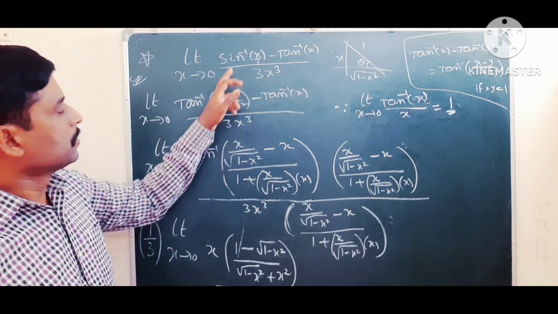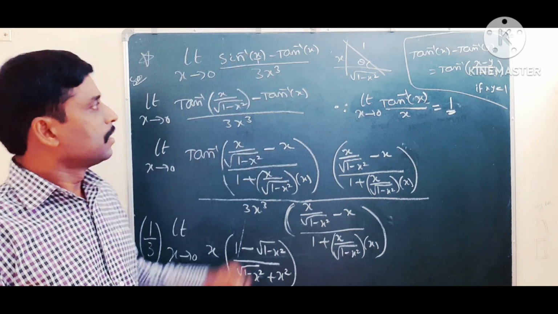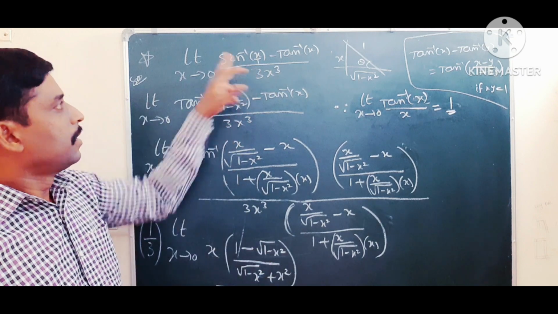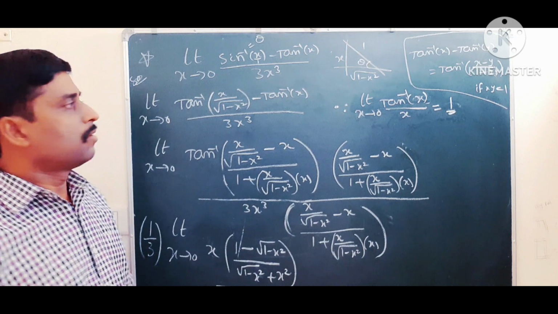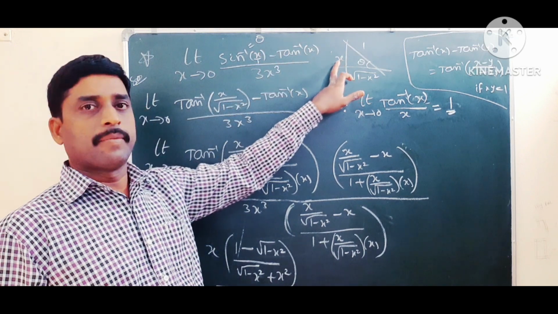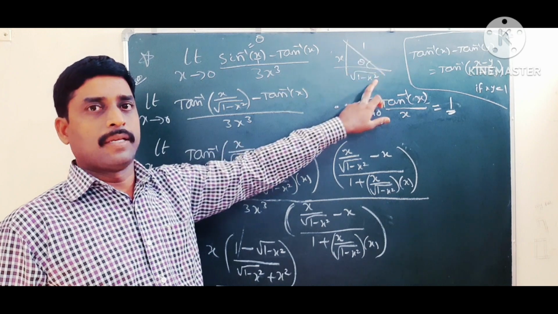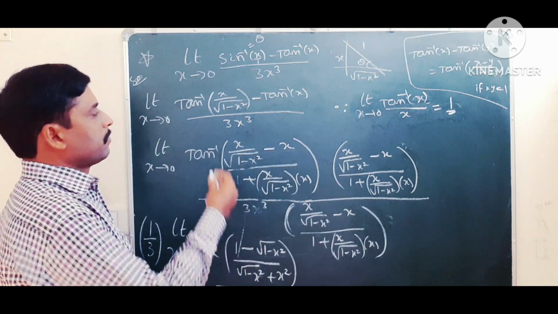Okay, first we have to convert sin inverse x to tan inverse x. How can we convert here? Let us take sin inverse of x equals theta. Sin theta is equal to how much? x. So what is the formula? x is opposite side by hypotenuse. The adjacent side is root under 1 minus x square. So now convert into tan inverse.